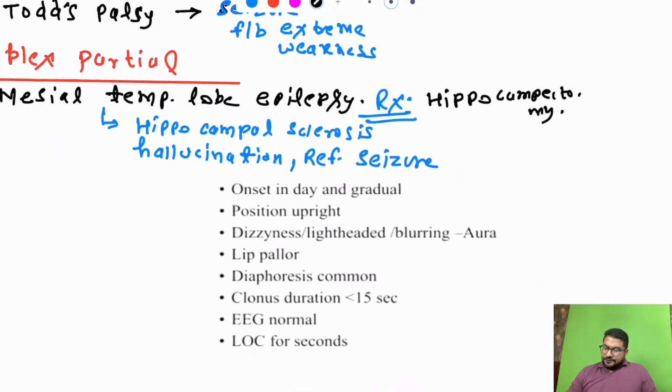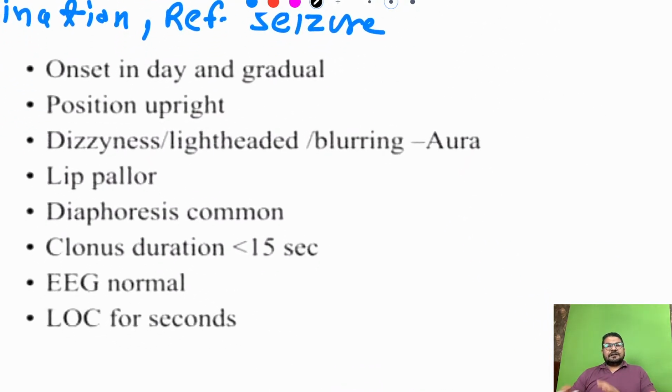Now sometimes what they ask you in exam is the differential diagnosis of seizure, which will be syncope. So how will you differentiate? Now understand. Onset in day and gradual. Day means generally in the afternoon, and it happens gradually. Upright means it happens when the patient is standing. Dizziness, lightheadedness, blurring is seen. Lip pallor is there. Sweating is common. Clonus duration is less than 15 seconds. EEG is normal and loss of consciousness is for seconds.